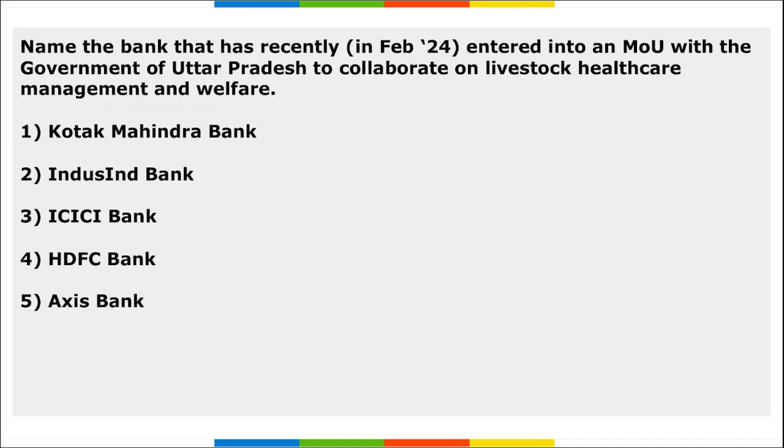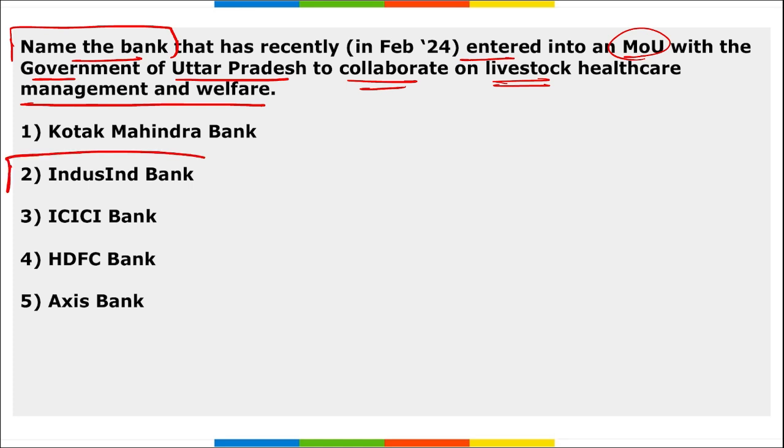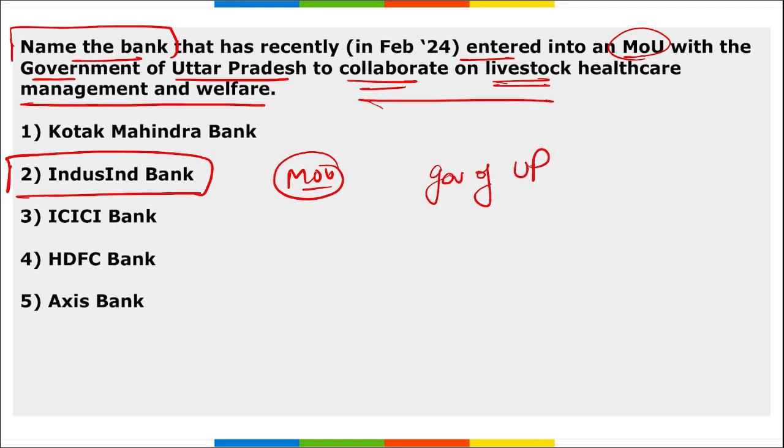Next, name the bank that has recently entered into an MOU with the government of UP to collaborate on livestock healthcare management and welfare. It is IndusInd Bank. Right? IndusInd Bank entered into an MOU with the government of Uttar Pradesh, to collaborate on livestock healthcare management and welfare. Right? This partnership is part of their social initiative, the Bharat Sanjeevani program, that is aimed at fostering livestock welfare in their region. Correct? So IndusInd Bank and government of UP recently signed this MOU.